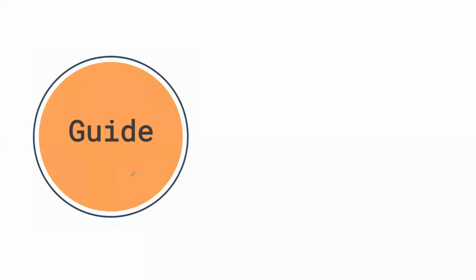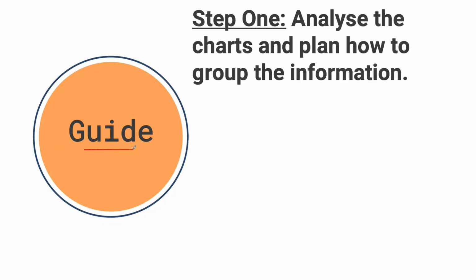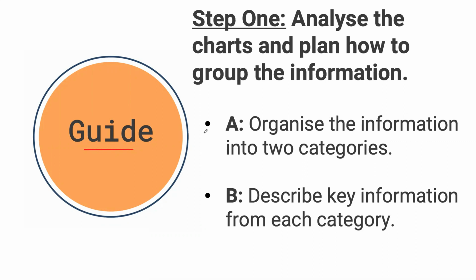Now, before we get into our first example for today, I just want to take you through a guide for our step 1. So we do have 2 general steps, but step 1 can actually be broken up into 2 parts, and that is A and B. So like we looked at from the previous slide, we're going to analyze the charts and plan how to group the information. And in order to do this efficiently and effectively, we want to organize the information into 2 categories. When we're looking at multiple pie charts, it is sometimes confusing and a little bit time-consuming to understand how to make these 2 categories. So I will walk you through that today.